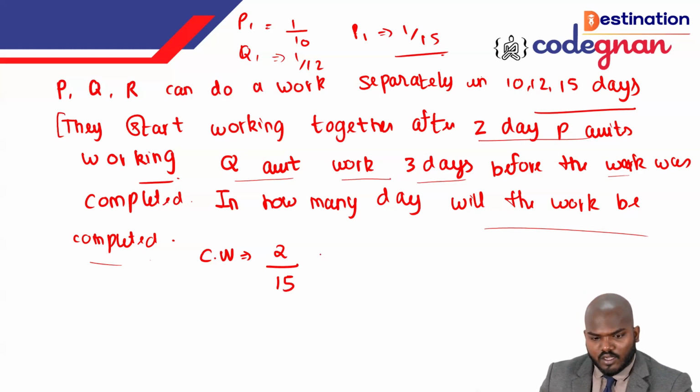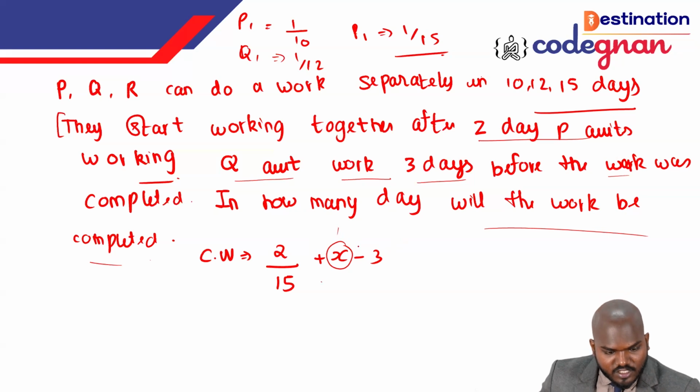Okay, so you can't call it 3 days that he worked. Probably he quit the work before it was completed, 3 days. So then you can call it x minus 3. We don't know how many days he worked, so at that time we can still call it 3. That's what I can take in this place here.